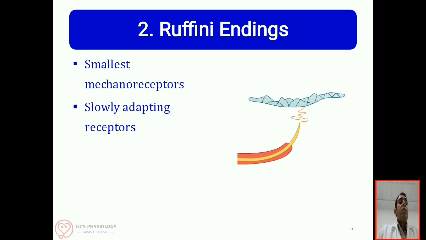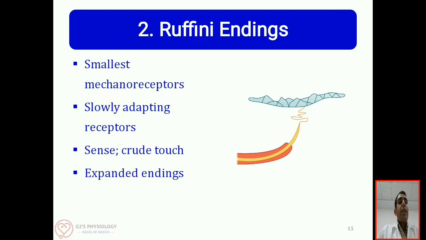Now, based on whether the receptor has a continuous discharge or not, there are two types of receptors, slowly adapting and rapidly adapting. If we apply the stimulus and the receptor discharges for a while and afterwards there is no further discharge, तो उसको बोलेंगे हम rapidly adapting. Okay? और एक दूसरा receptor है, if we apply the stimulus and stimulation of the receptor continuously goes on, so the discharge is continuous, this type of receptor is slowly adapting. They sense crude touch. These are the different modalities of touch: fine touch, crude touch, expanded endings.